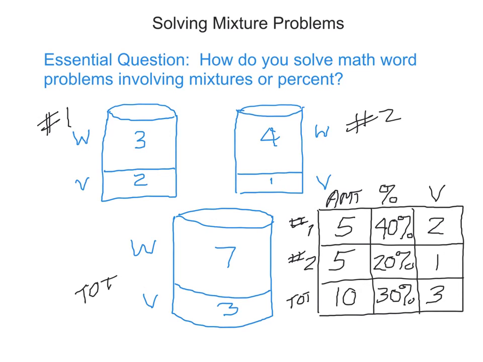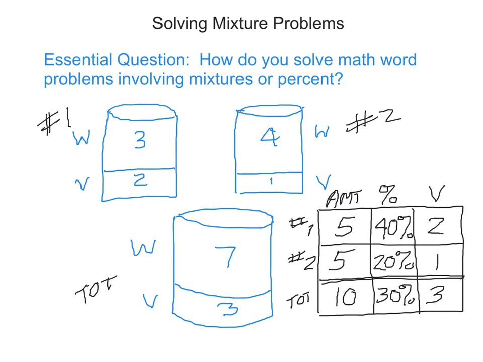Vertically, you're adding. The amount here is obviously, you've got 2 containers of 5 gallons each. So if you add the 5 and 5, you're going to get 10. If you add the 2 and 1 vinegar, you're going to get 3. The percent is not an addition, but it's basically based on a calculation of the amount and the vinegar amounts.